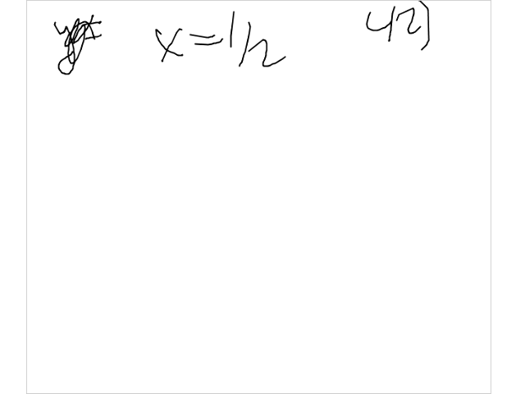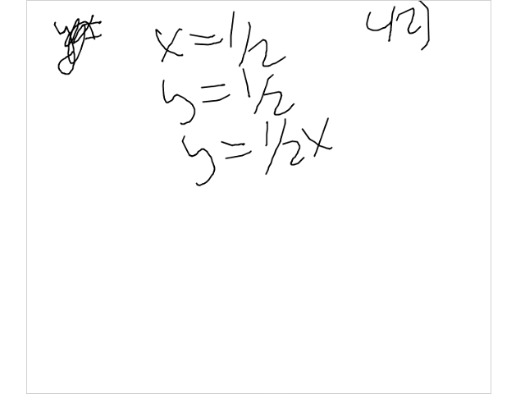It only will take a second. We had x equals a half, and we had y equals a half. It's the same idea. And then y equals a half x. And then finally, x equals 0. Okay, x equals a half would be a vertical line parallel to the y-axis. Y equals a half will be a horizontal line parallel to the x-axis.